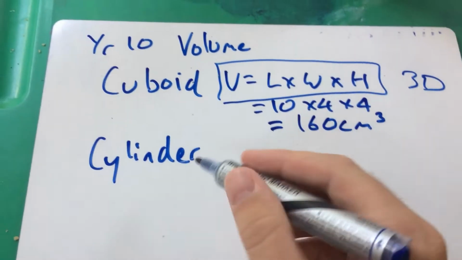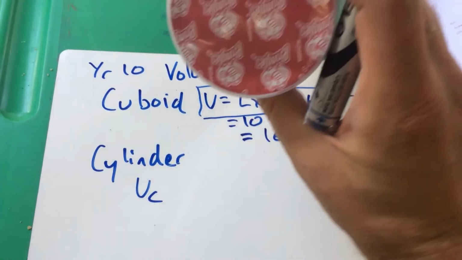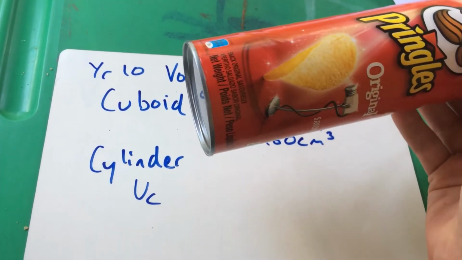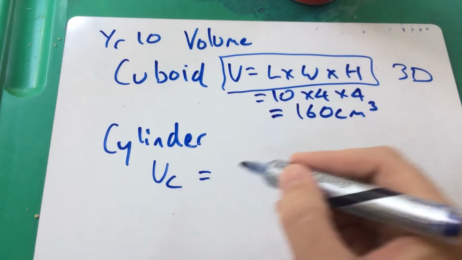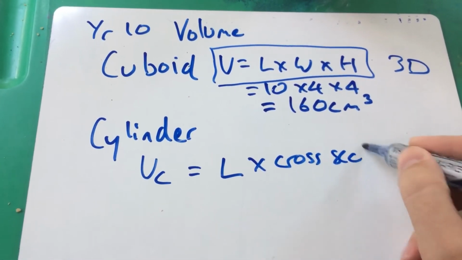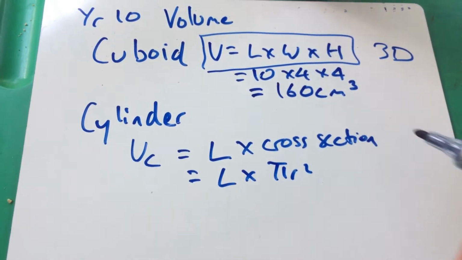If we have a cylinder, volume of the cylinder there, again it's going to have a length, in this case the height of the Pringles box, and then needs the area of the cross section, because that circle there is going to go right through that shape. So I'm going to need the length times the cross section. In this case the cross section is a circle, so it's pi r squared.